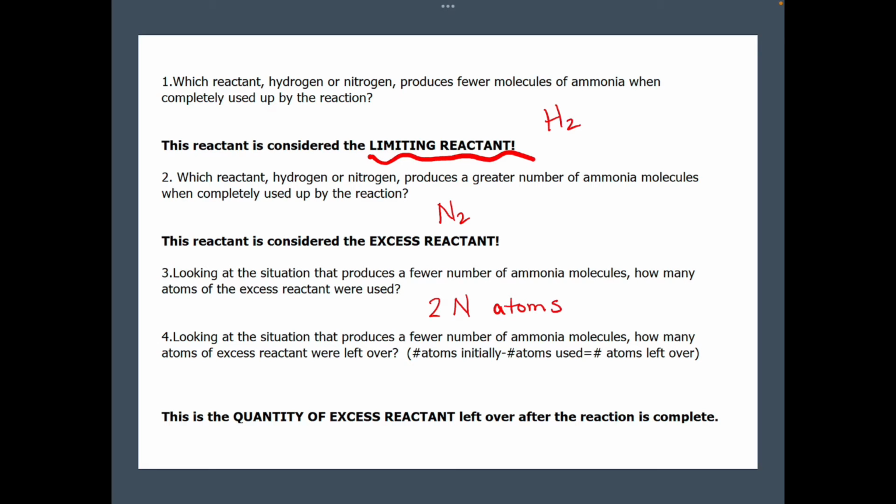Okay. And so again, this says looking at the situation that produces a fewer number of ammonia molecules, how many atoms of the excess reagent were left over? The way that we do this calculation, we say, we had 6 nitrogen atoms initially. We used up 2 of the nitrogen atoms making those ammonia molecules, and therefore we had 4 nitrogen atoms left over. Again, these calculations are going to be very similar to how we are going to do this mathematically. I just wanted to explain it conceptually first so we have something to ground it on when we go forward.